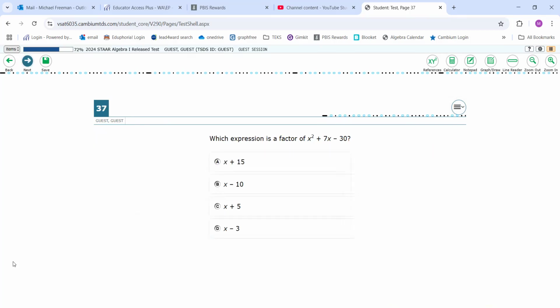Okay. All right, which expression is a factor of x squared plus 7x minus 30? When we see factor, we've got to do our x box. So we start with our x. All right, we'll check for a GCF.